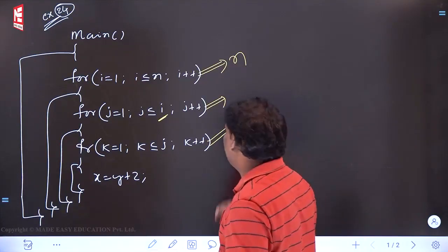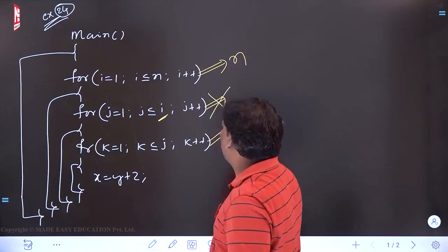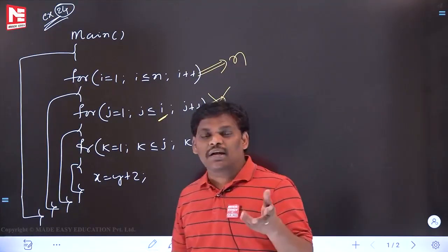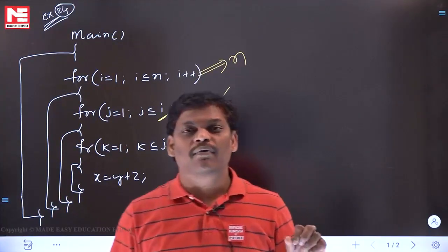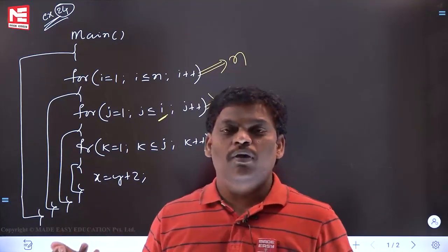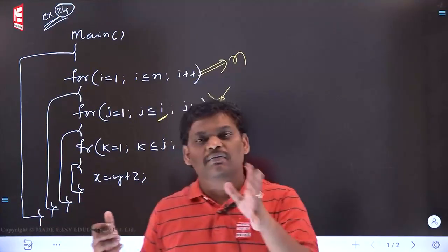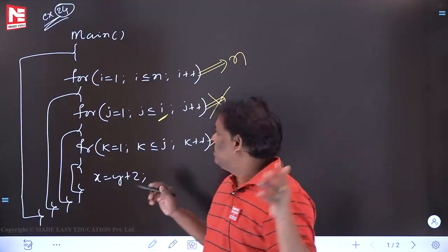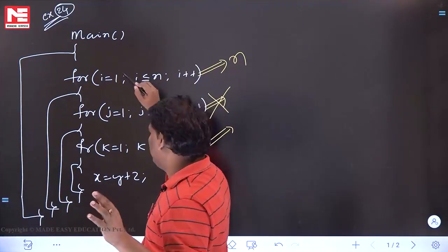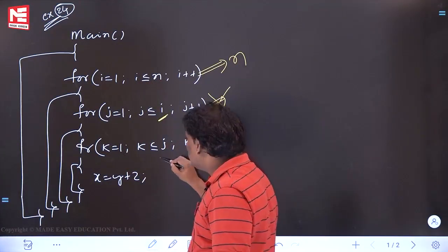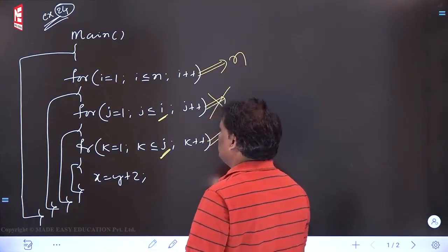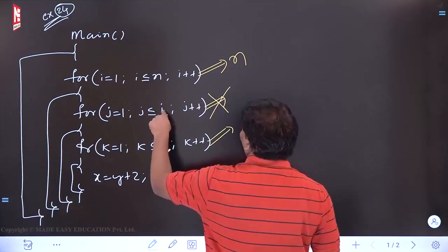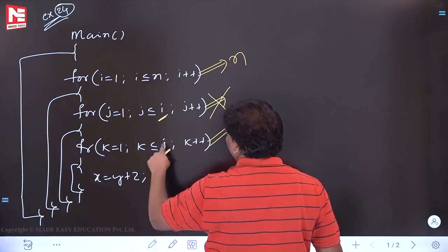Means there is a dependency. If there is a dependency, you cannot do it directly. If there is no dependency in inner loops, what will you do? Find individual counts and multiply. But because there is a dependency, individually you cannot find out. So clearly see what is going on. Next one: K loop is based on J loop. There is a dependency twice: J loop based on I loop, K loop based on J loop.